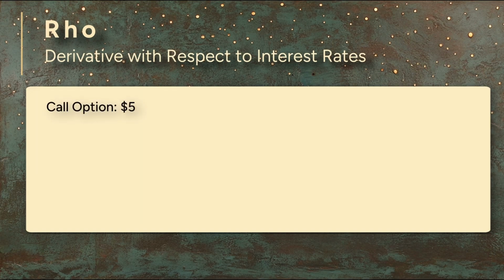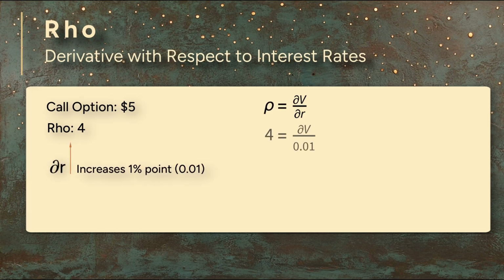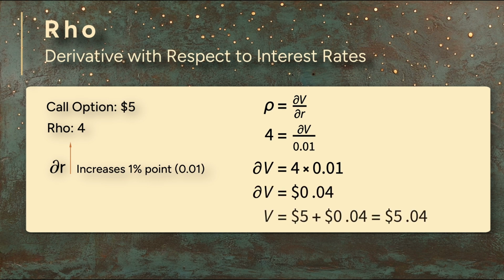Suppose you have a call option worth $5 with a Rho of 4. If the risk-free rate rises by 1 percentage point, 0.01 in decimal form, the option's value changes by about 4 cents. So the option would now be worth roughly $5.04 if nothing else changes.